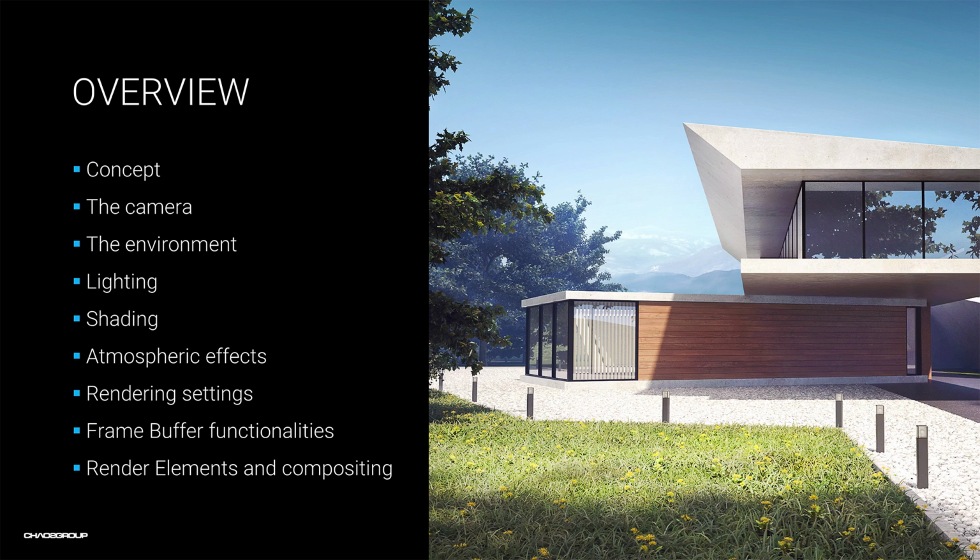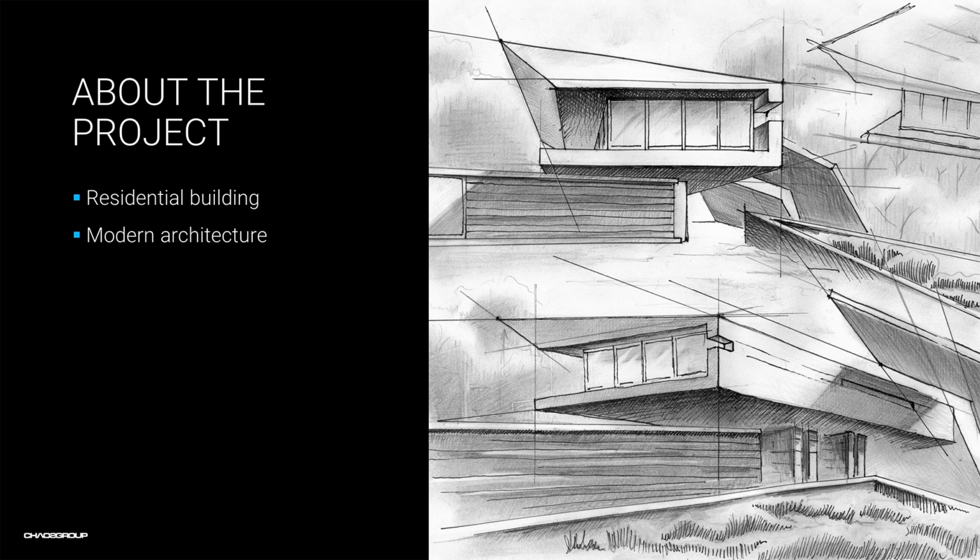After that, I'm going to proceed with changing the lighting, adding and editing materials, all the way through to working with atmospheric effects to create depth in the image. Then I will set my project for final rendering and will show you how to do color corrections directly in the frame buffer. For those of you who are interested in more precise post-production, I'll show a basic compositing using render elements. Now let's go ahead and start with a few words about the project itself.